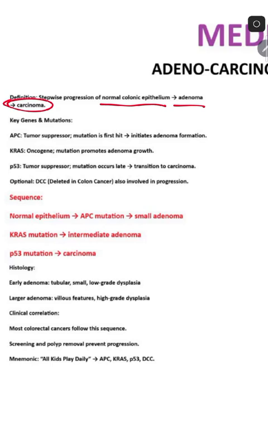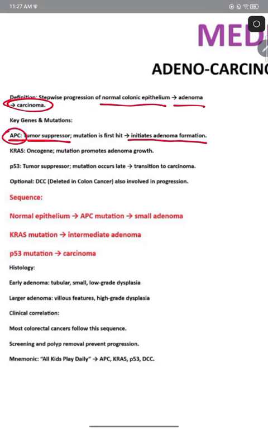It's important for you guys to know the exact genes involved and the steps at which those genes get mutated. So the exact order is very important. The first gene involved is the APC gene. This is a tumor suppressor gene. This is what's hit first, and it initiates adenoma formation. It's what increases the risk of formation of polyps.